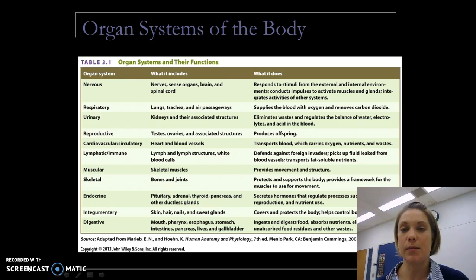So the nervous system allows us to respond to stimuli from the external and internal environment and conducts impulses to activate muscles and glands and integrates the activities of the other systems. When we talk about electrolytes, the electrolytes are going to produce these nerve impulses and muscle contractions in order to allow this to happen, and electrolytes are minerals.